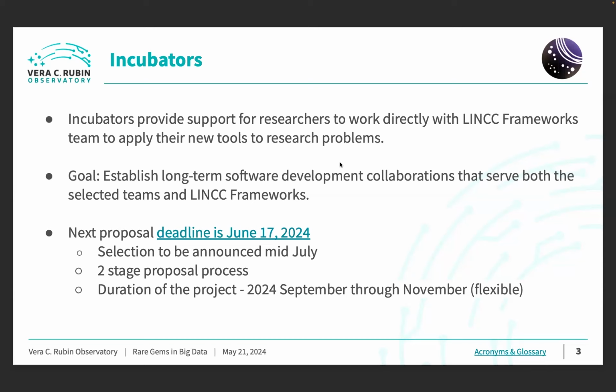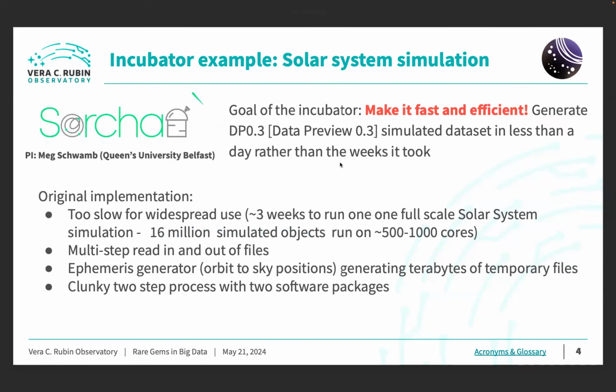I will highlight one of the relatively successful incubators that we did already, and it was already mentioned. When they were doing Data Preview 0.3, which included all these solar system objects, this was led by Meg Schwab from Queen's University Belfast. Basically, they did this simulation the way I would do it if I were writing software. It was slow. It took 3 weeks to generate that simulation, and they did it once. Once is good enough. But if you want to do some simulations and change the parameters, this is obviously not feasible.